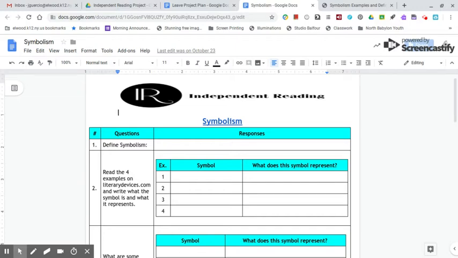All right, we've made it to symbolism. By this point, you should be pretty far in your book if you've been reading it every class. And at this point, you should have seen some objects that represent some pretty important ideas in your book.